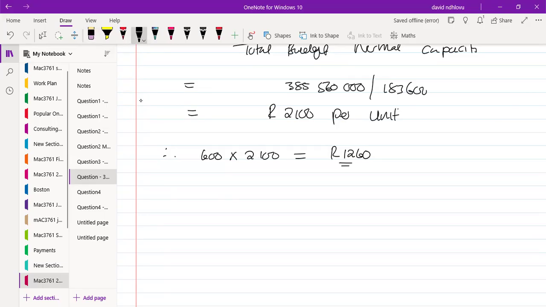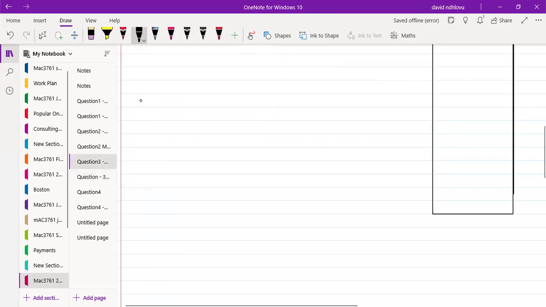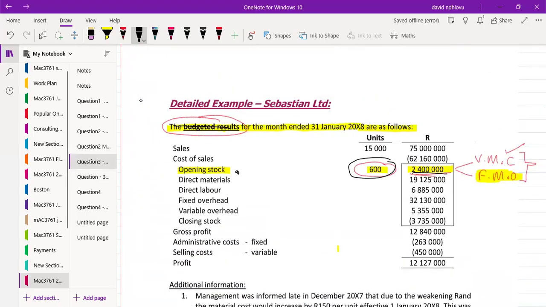And how much will this be? 12,600, what? Oh, let me calculate. That would be 1,200,000, no? Right, so this is the figure. So what we are saying is that in our opening inventory, there is a fixed manufacturing overhead cost of that much. And we need to remove it there because we are not applying absorption costing. We are now applying variable costing. So therefore, we need to go back here, right, and say 2.4.